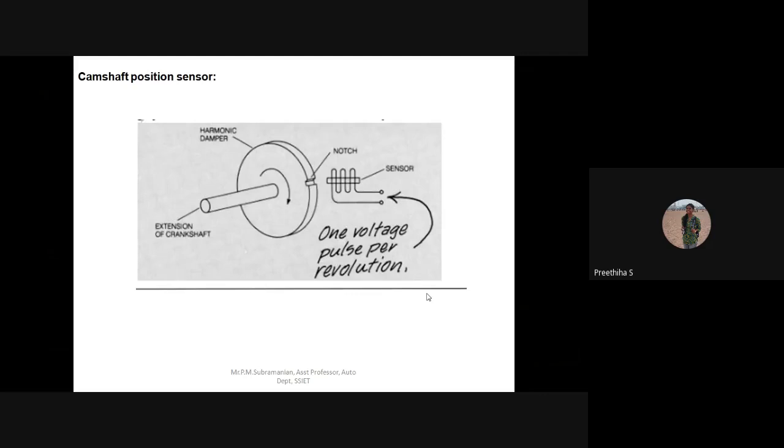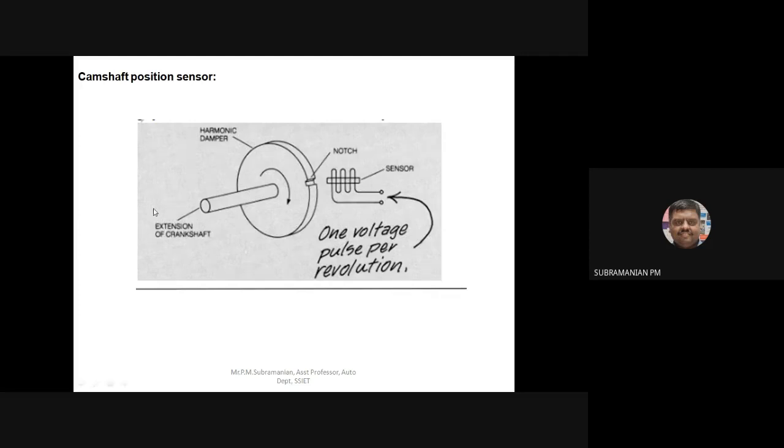Now see, we are going to discuss the camshaft position sensor. Last class I told you about magnetic reluctance, that is, magnetic resistance. Depending upon my magnetic permeability, that is the magnetic strength, I can measure my voltage. That voltage change will be there, and the voltage will be the indication of the position of the cam, for example when the piston is at TDC before the expansion stroke.